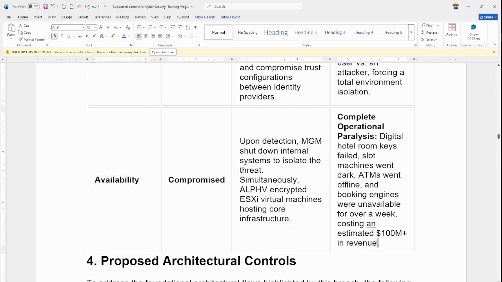Now they got more than 100 million in loss of revenue. Just in a week. Okay, ATMs also went offline. Everything went offline for 1 week. Okay, they lost the business because your availability is gone. So here your revenue will go down.